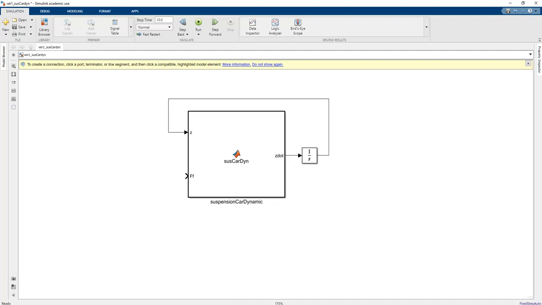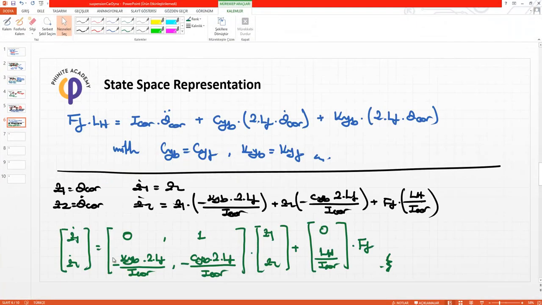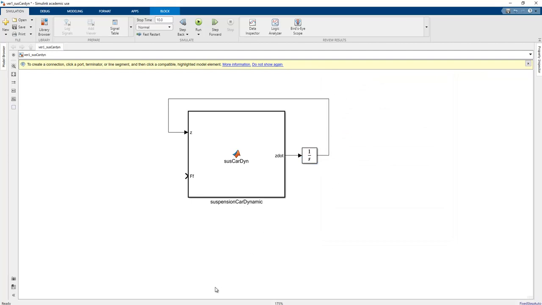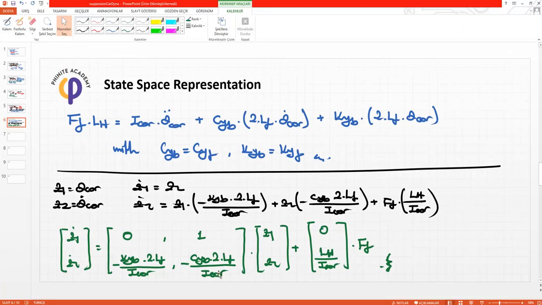And what about this? Our equation has two states, okay? And so we need to have two initial conditions in here, theta car and theta car dot, okay? And so we need to implement these coefficients of motion in here, and then we need to write these codes into the Matlab function, okay?